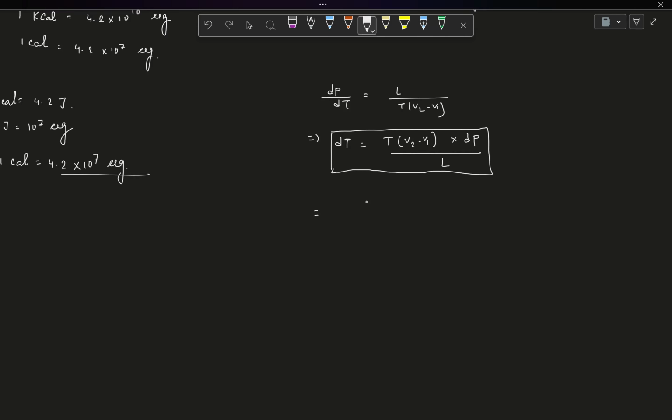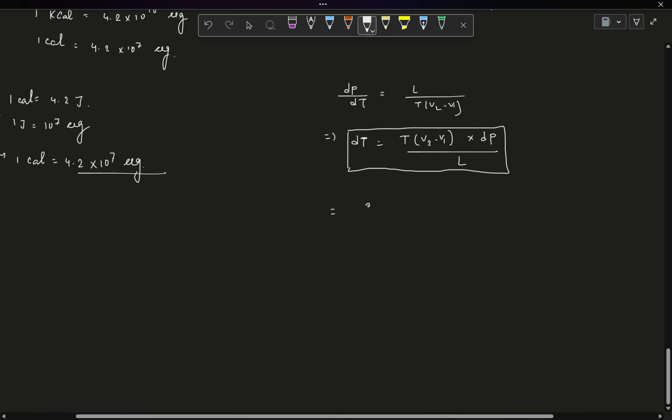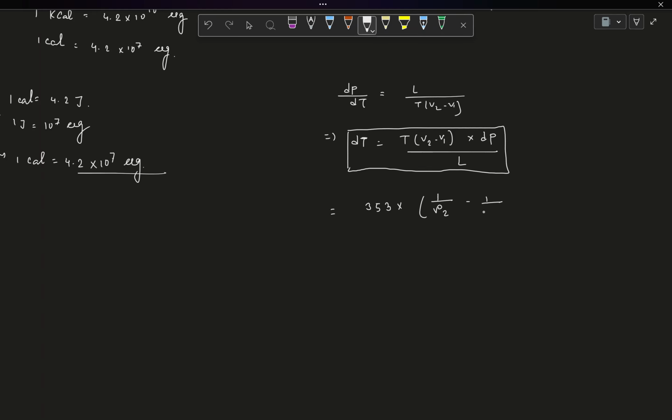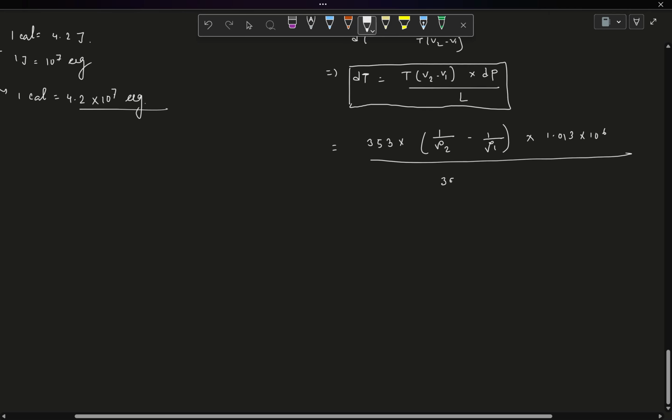Then this is equal to, so this is 80 plus 273, which is 353 Kelvin. So T will be the melting point temperature, which is 353 Kelvin, into V2 minus V1, which is just 1 by rho 2 minus 1 by rho 1, into dP, the change in pressure, which in this case is 1 atmosphere, meaning 1.013 into 10 to the power 6 dyne per centimeter squared, and divided by L, which is 35.5 into 4.2 into 10 to the power 7.